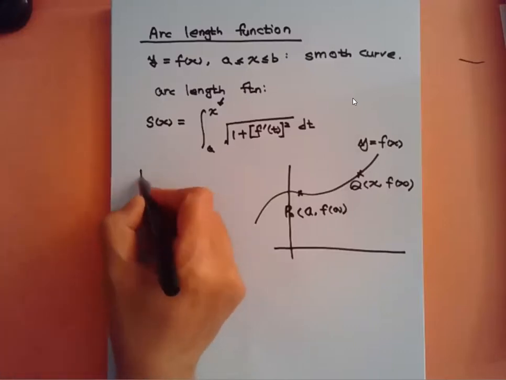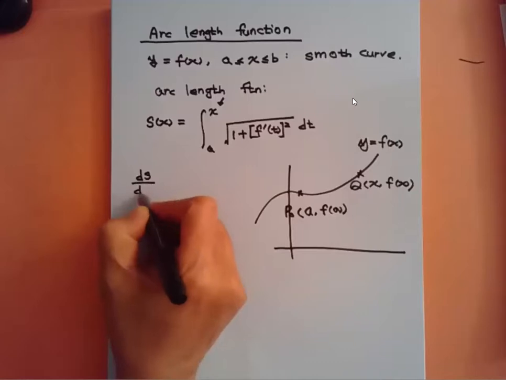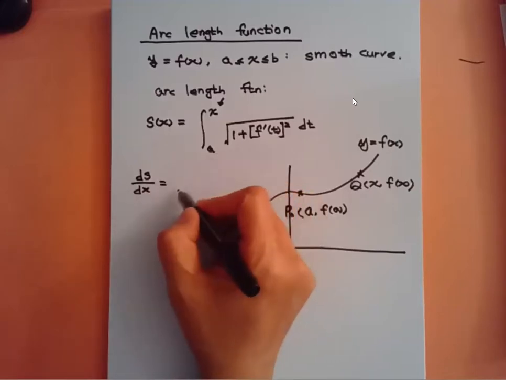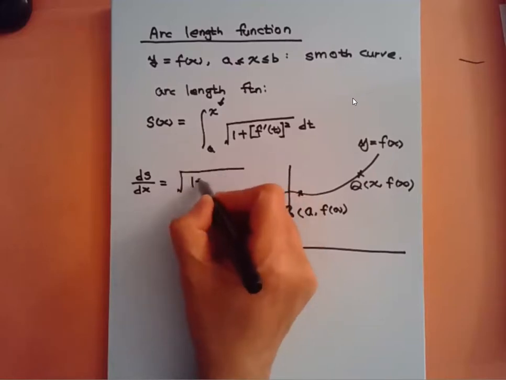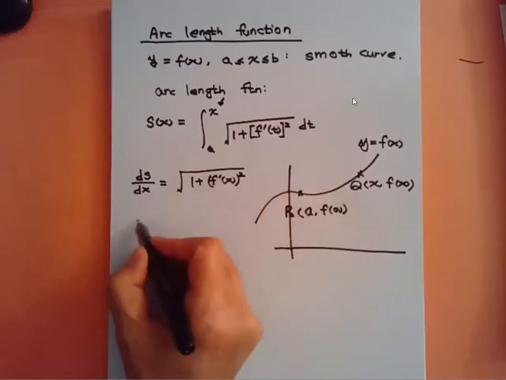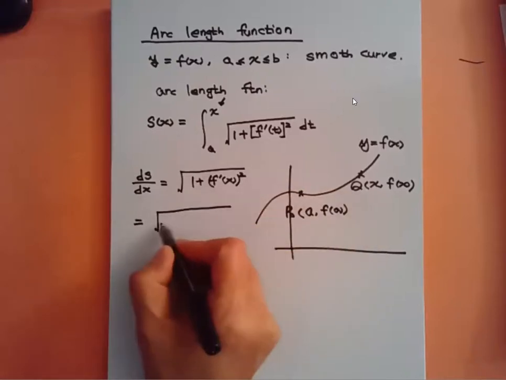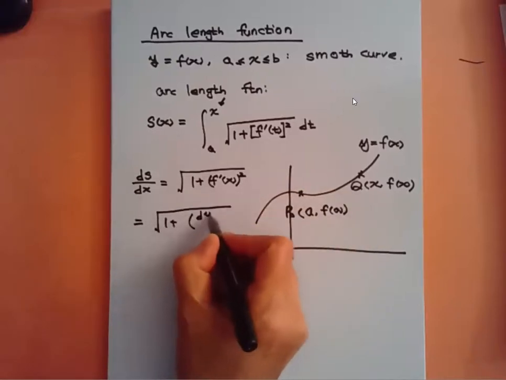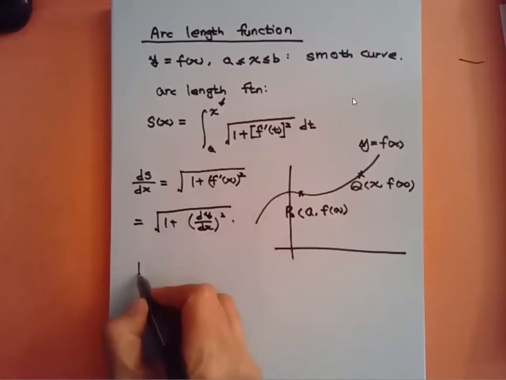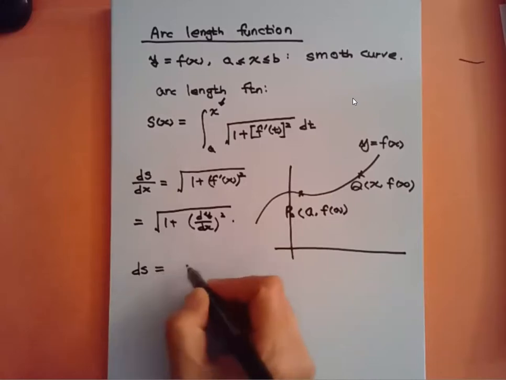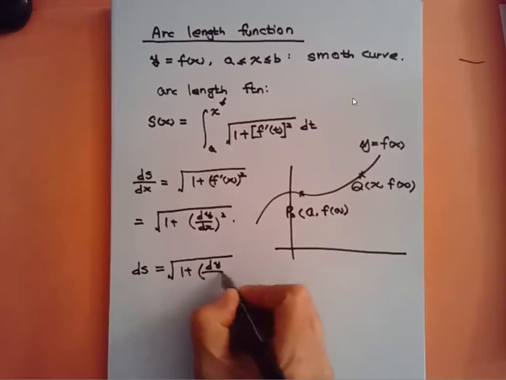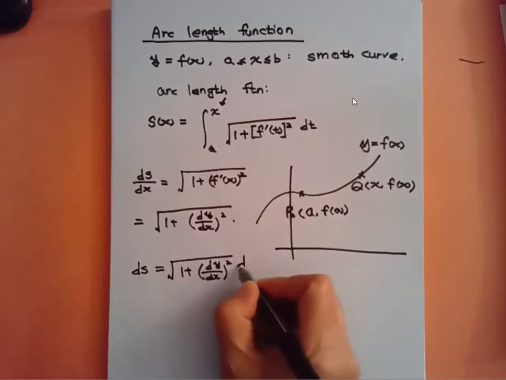We know the fundamental theorem of calculus. So if we differentiate that, then by the fundamental theorem of calculus, it becomes 1 plus f prime of x squared. So we can rewrite that as 1 plus dy over dx squared. In other words, we can rewrite that as ds is square root of 1 plus dy over dx squared dx.